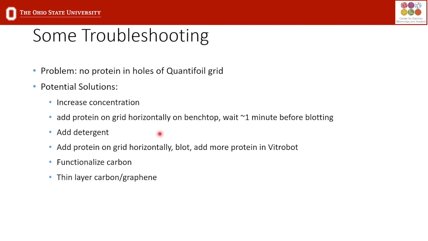Another thing you can do is to pick up the grid with your Vitrobot tweezers, leave the tweezers horizontally on the bench top, pipette your sample on, and then wait a minute before putting them in the Vitrobot. This is the way we add sample for negative stain, and it seems to work pretty well if you have a sample at low concentration. My usual go-to is to add detergent, and I'll talk a little bit more about what detergents I add.